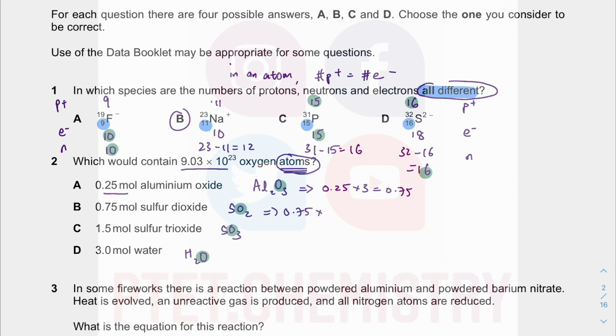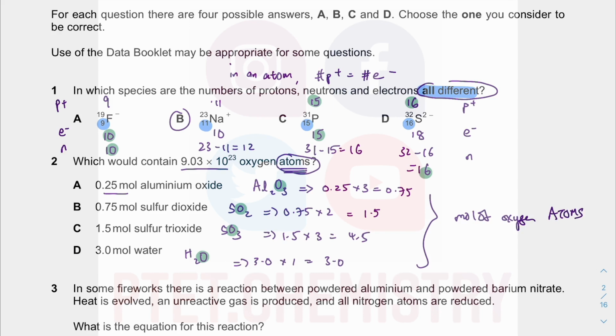0.75 mole times 2 oxygen atoms, that is 1.5. 1.5 times 3, that is 4.5. 3.0 times 1, that is 3.0. These are all moles of oxygen atoms. I'm not looking at molecules, I'm looking at atoms.